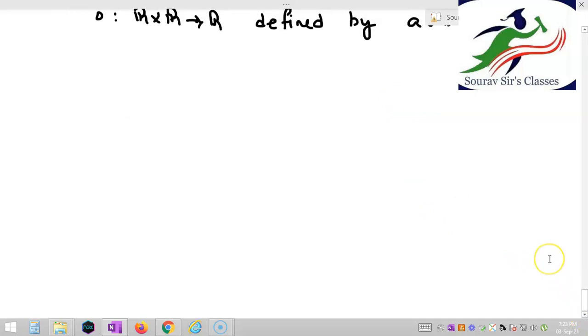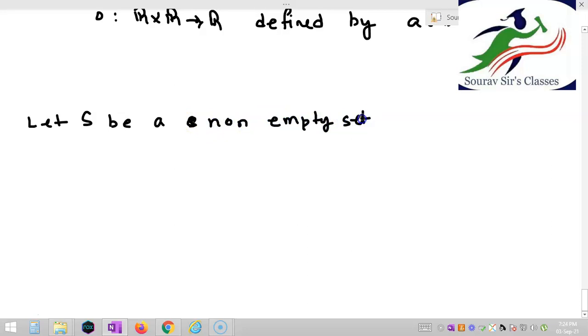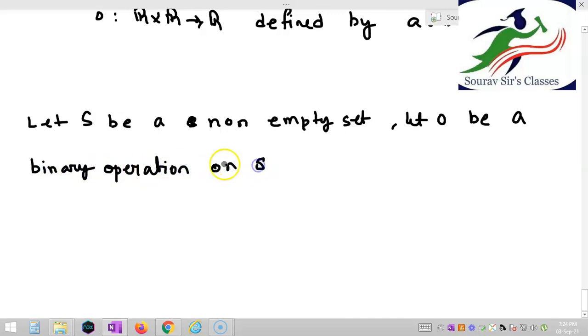Now let us talk about group. Okay, let S be a set. More precisely, S be a non-empty set. Let composition be a binary operation on S. Okay, so composition is a binary operation on S.